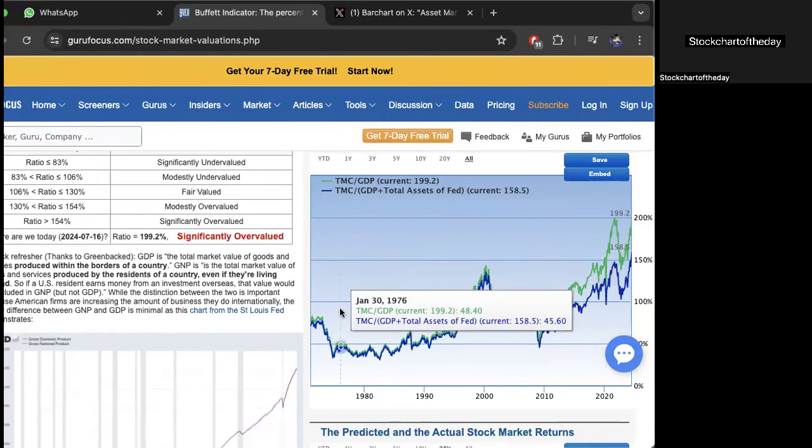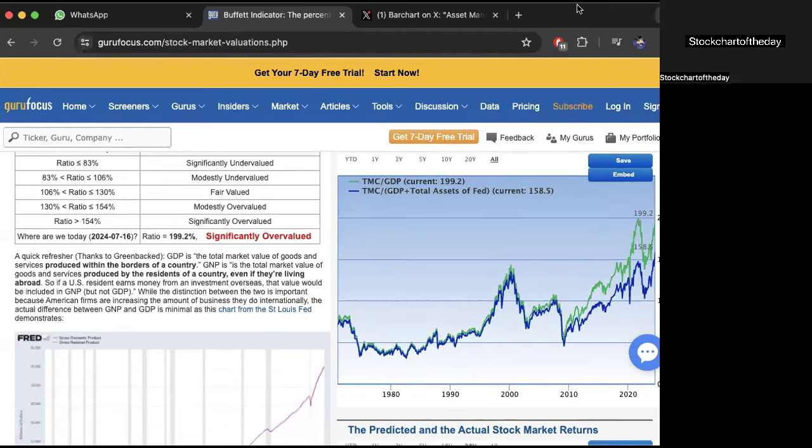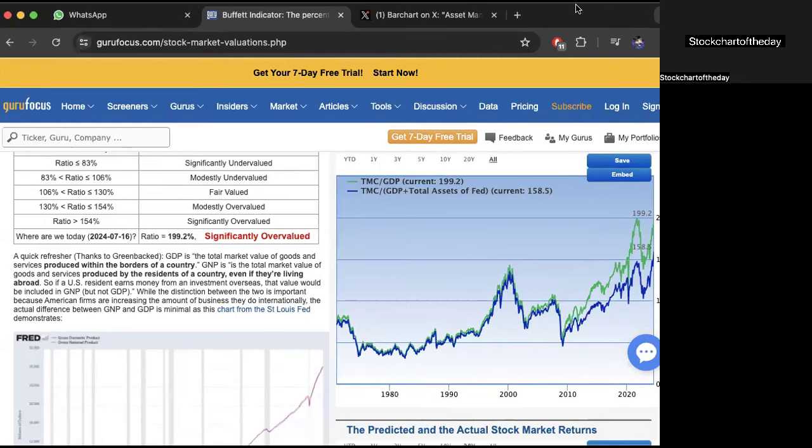Just like in the 70s into the early 90s, we were below the median for 20 years. Now we've been above it for 10 years. We were basically below 50% stock market to GDP for most of the mid 70s to early 90s, before that big boom of the late 90s. So at some point this will change, and now we're basically at completely nosebleed levels.